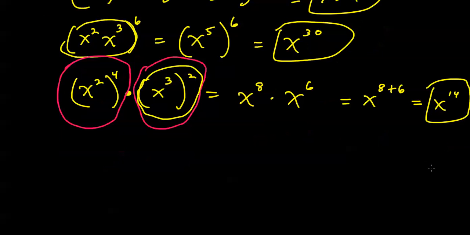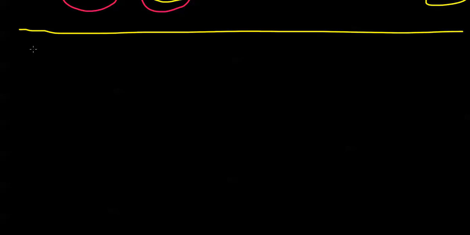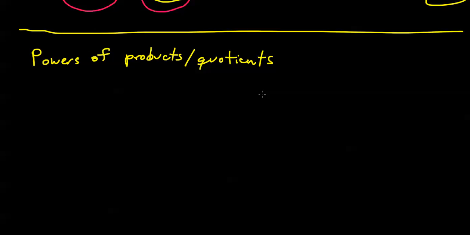Alright, so we've got 2 rules down, the product rule for exponents and the power rule for exponents. Now I want to define a new rule. The book refers to the previous one as a power rule. I'm sorry, that was the previous rule. This one is powers of products and quotients. Let me write that down. Powers of products and quotients. So really our third rule today. Really this is 2 rules in one.